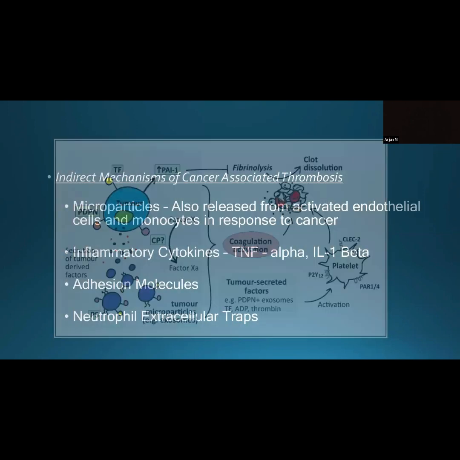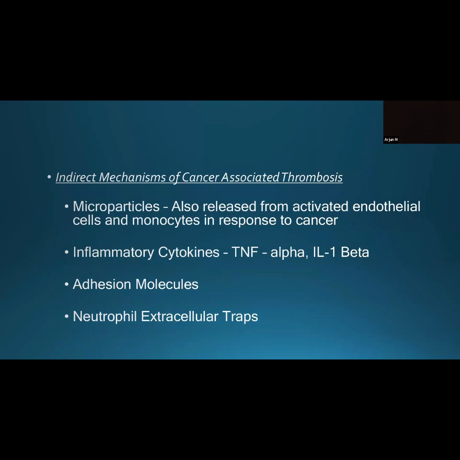Now, with regard to the indirect mechanism, like I mentioned earlier, microparticles are released by cancer cells, but sometimes they are also released from activated endothelial cells and monocytes in response to cancer. This in turn stimulates the coagulation pathway and causes thrombosis. And in our body, sometimes inflammatory cytokines like TNF alpha and interleukin 1 beta are also stimulated, which are procoagulant in nature and stimulate thrombus formation. Adhesion molecules promote the attachment of particles to endothelial cells, which in turn can cause formation of thrombus. Then there are neutrophil extracellular traps.